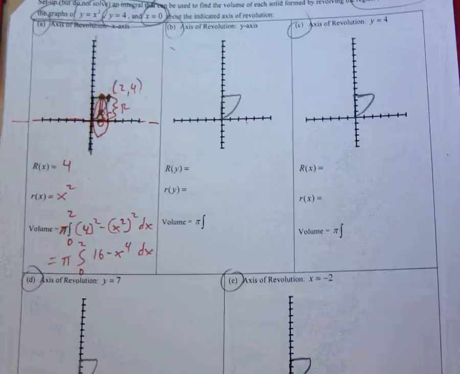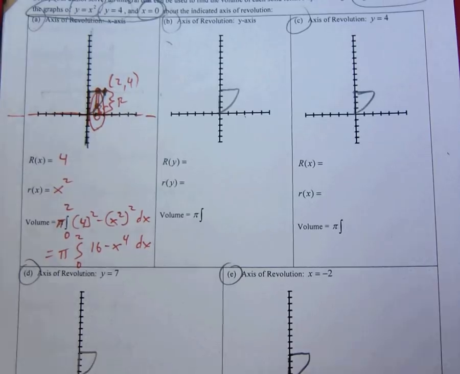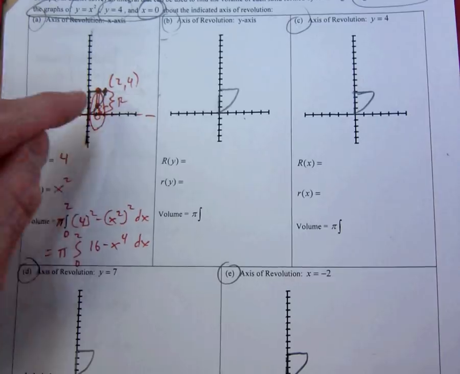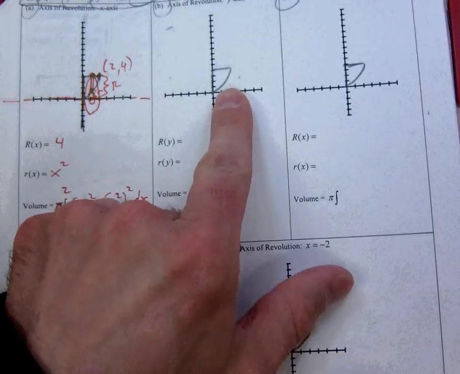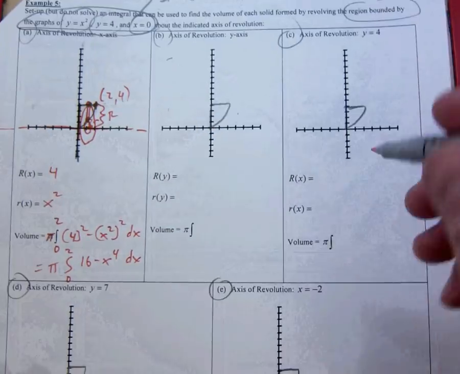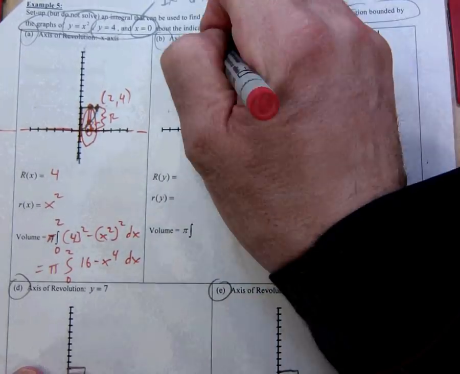Okay, good. All right, but the bottom line is if you draw the rectangle and rotate it and see your big R and little r, that's all you ever need to do on these. Okay? Got it? All right, next one. This time we're going to take the same region, but now we're going to rotate it around the what? The y-axis. So here's your axis of revolution.